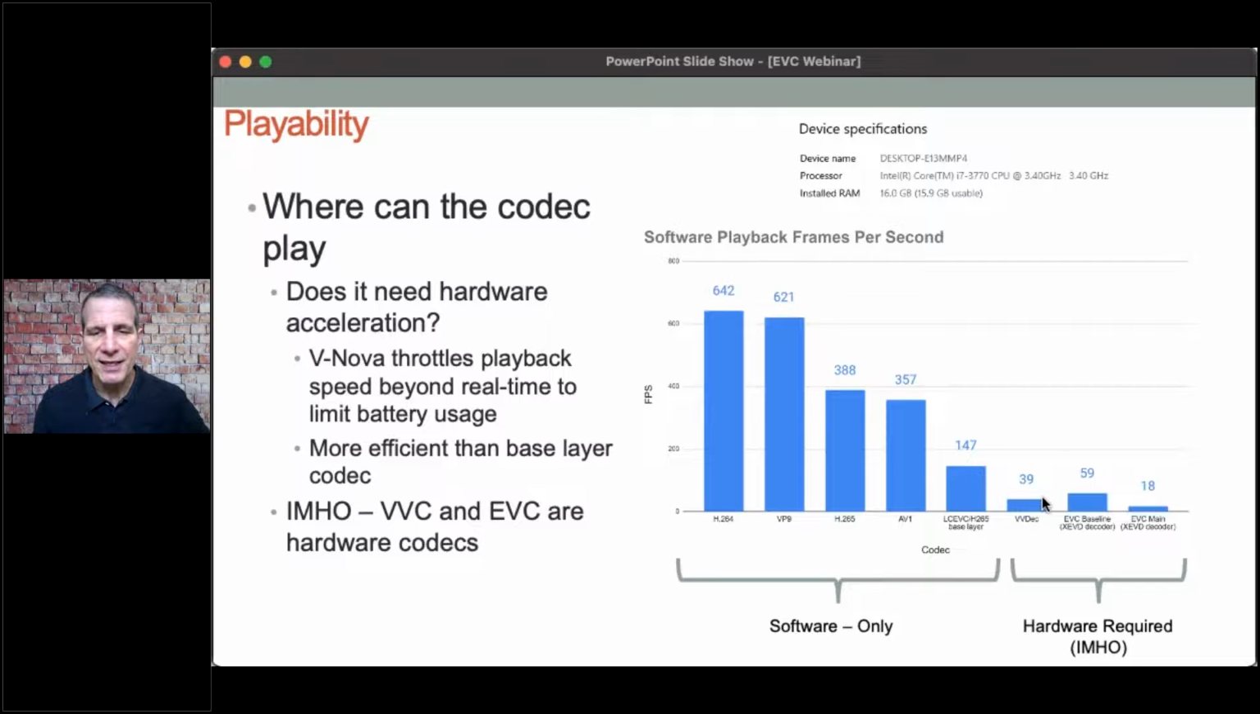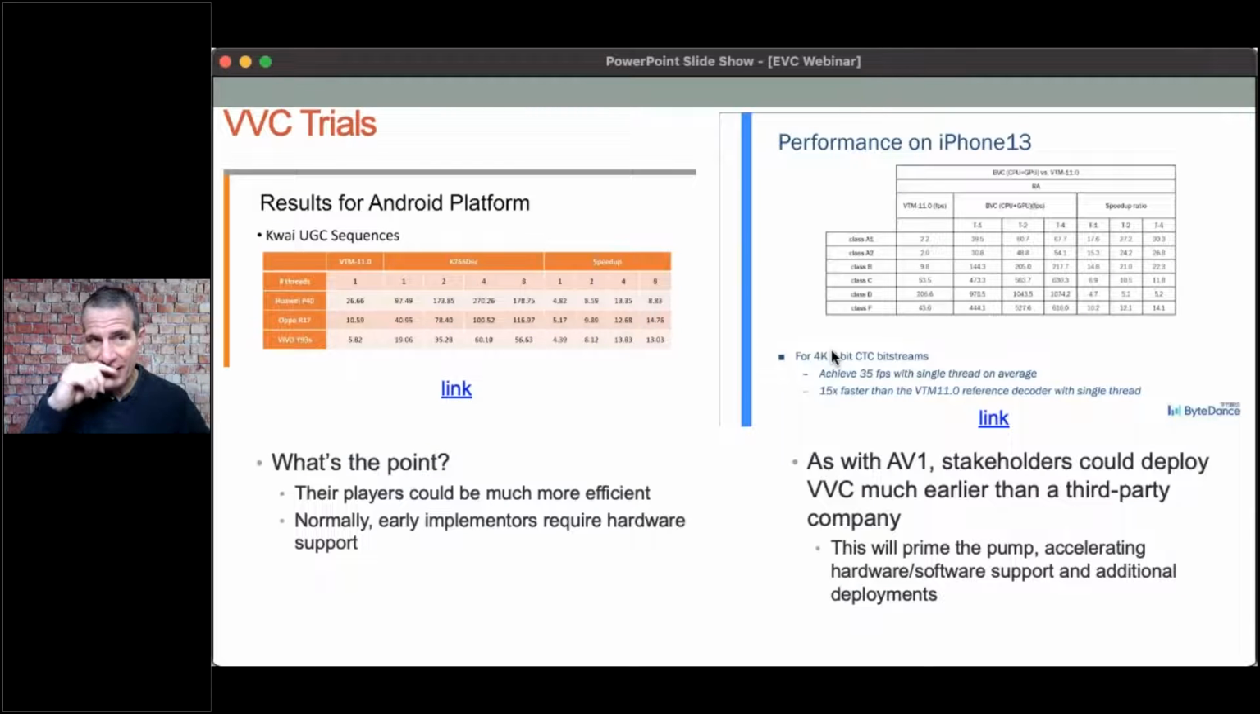On the other hand, VVC was at 39, EVC baseline was at 59, and then EVC main was at 18. So I would call these hardware required codecs, although some of the rich parents of VVC have pretty impressive results in software trials. So this is Kwai, and they showed massive frame rates on Android devices, and you can see a link to this study here.